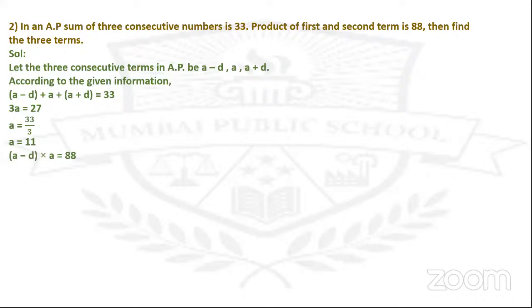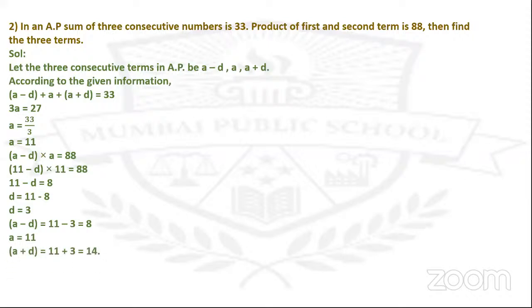A minus d into a equals to 88. Product of first and the second term. See the next condition. Understand? So 11 minus d into 11 equals to 88. 11 minus d equals to 8. So d equals to 11 minus 8. So that is equals to 3. So a minus d equals to 11 minus 3. That is equals to 8 and a is equals to 11. A plus d is 11 plus 3, that is 14. So the three terms are 8, 11 and 14.